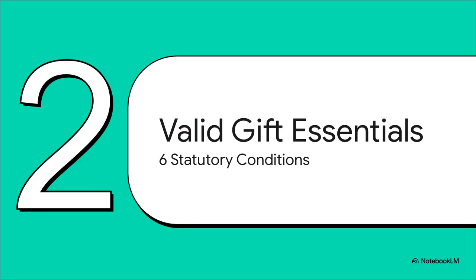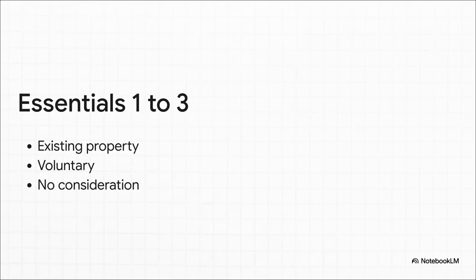Moving to Section 2. The essentials of a valid gift. There are 6 statutory conditions you need to memorize. First off, the transfer of existing property. You need to explicitly state that any gift of future property is void ab initio. You simply cannot gift what you don't actually own yet.